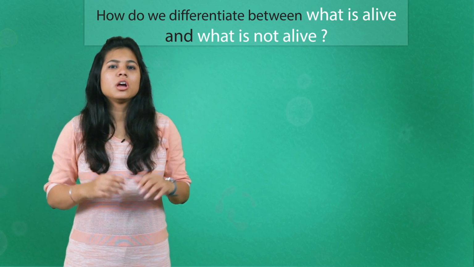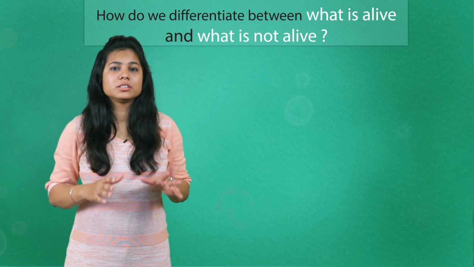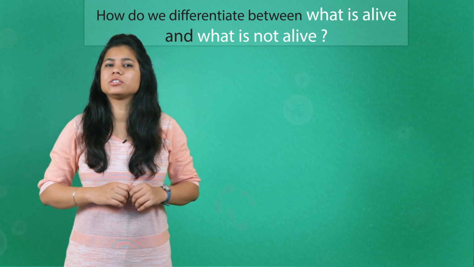Hello everyone. Today, let's start this chapter with a question. How do we tell the difference between what is alive and what is not alive? If we see a dog running, or a cow chewing cud, or a man shouting loudly on the street, we know that they are alive.